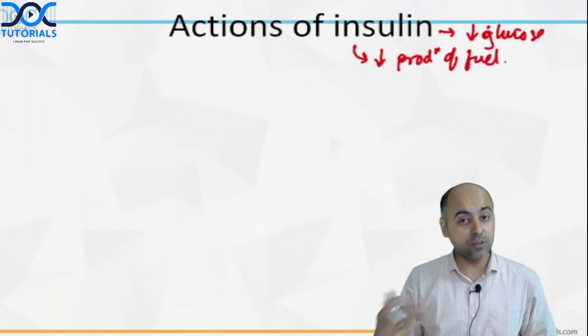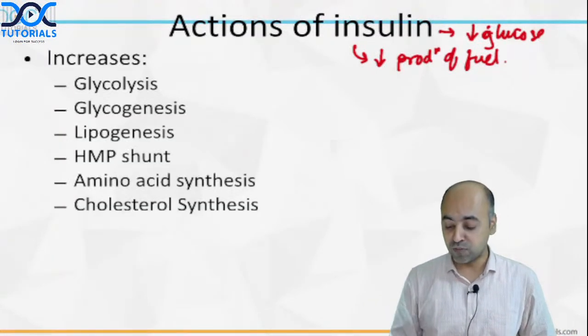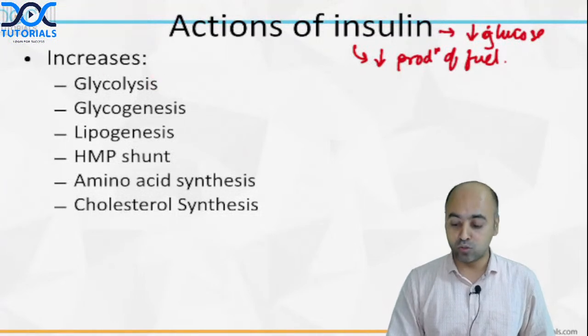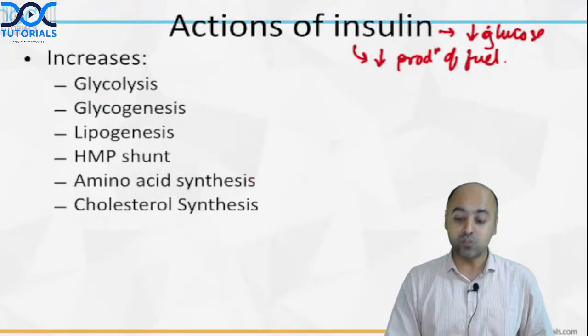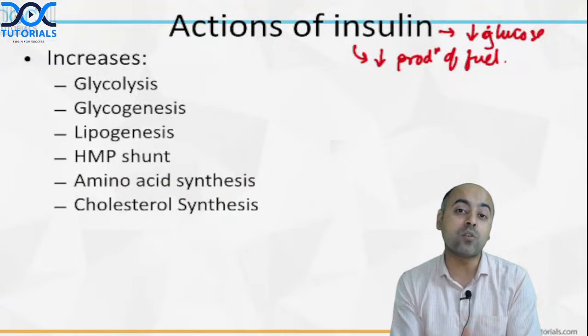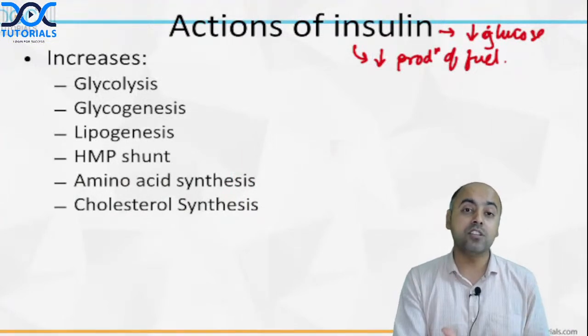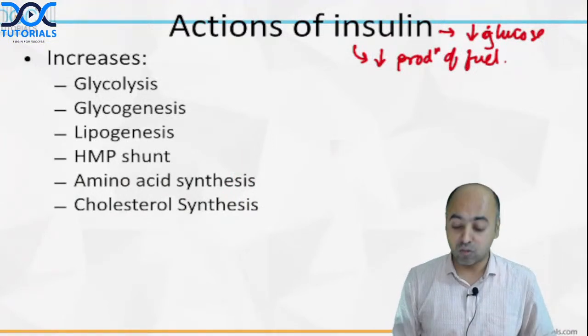So if you remember this, then the picture becomes very clear. Glycolysis uses glucose, glycogenesis uses glucose, lipogenesis uses the energy from glucose, HMP shunt uses glucose, amino acid synthesis uses glucose, cholesterol synthesis will use acetyl coenzyme A coming from the glucose. So all of this will decrease the amount of glucose.